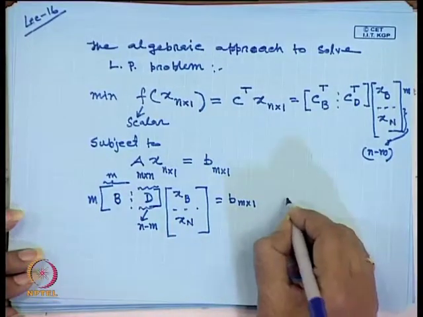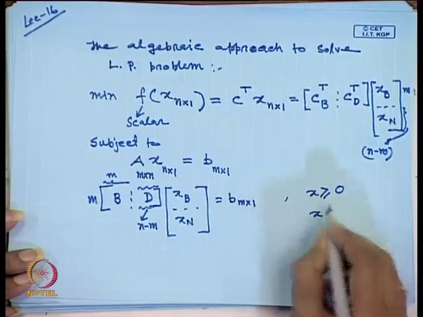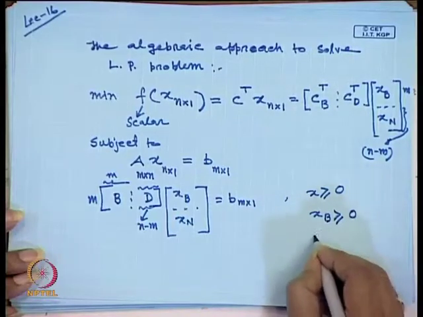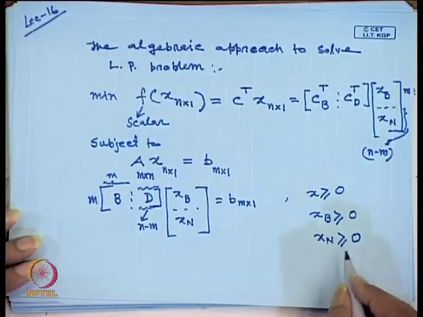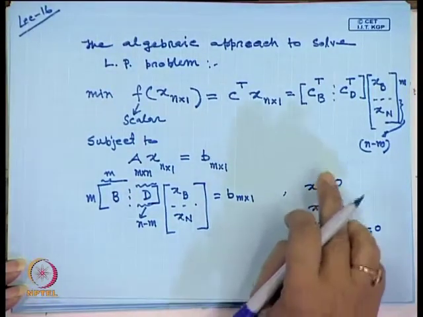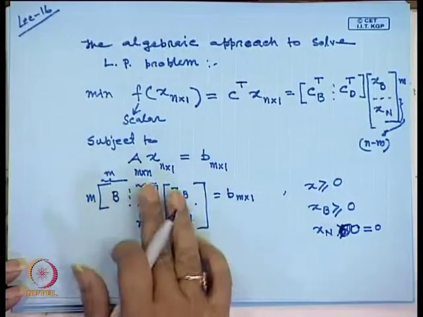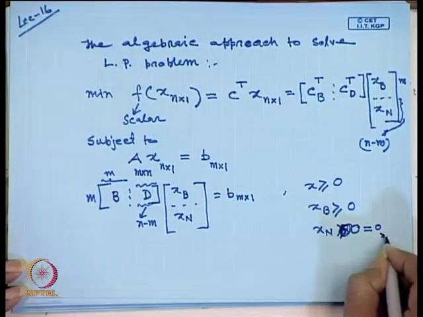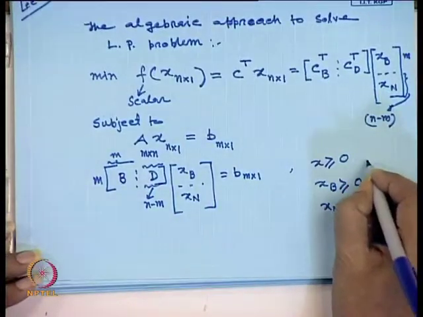And all components of x are greater than or equal to 0. In other words, x is partitioned into two parts: x_B, the basic variables, whose values are non-zero, and x_N, the non-basic variables, whose values are equal to 0. If we consider the last n minus m variables as non-basic variables, their values will be assigned 0. So this dimension is n minus m by 1. Let us call this set of equations equation number 1.